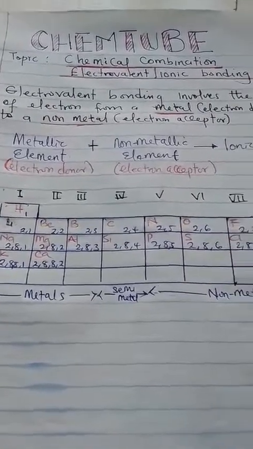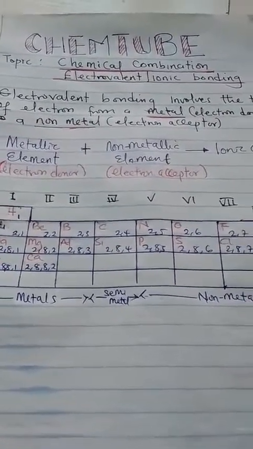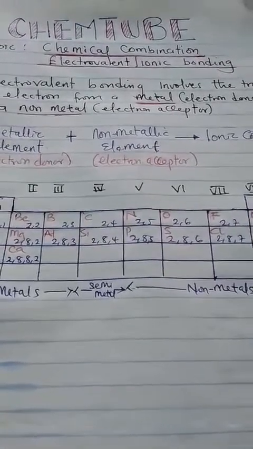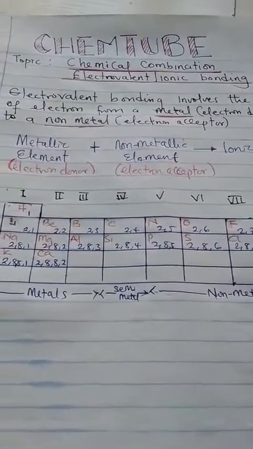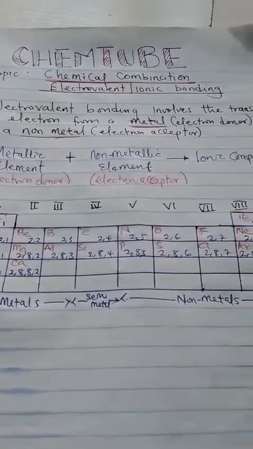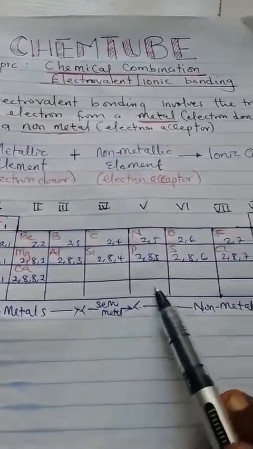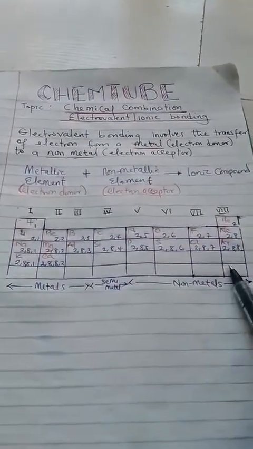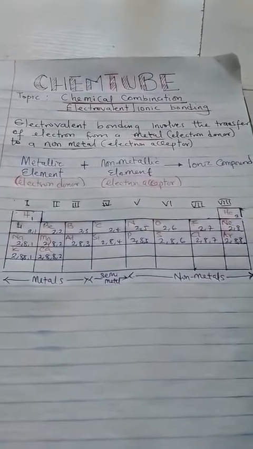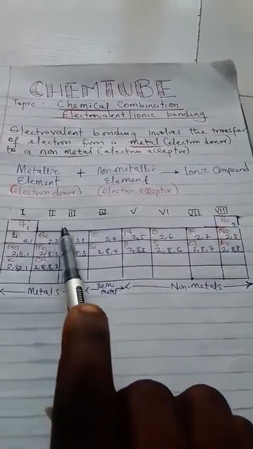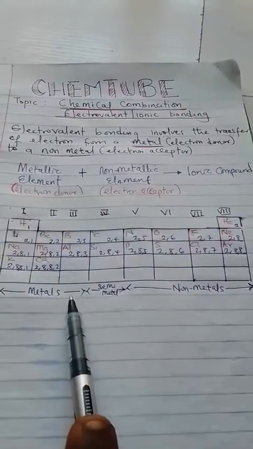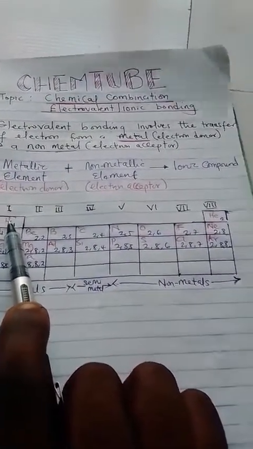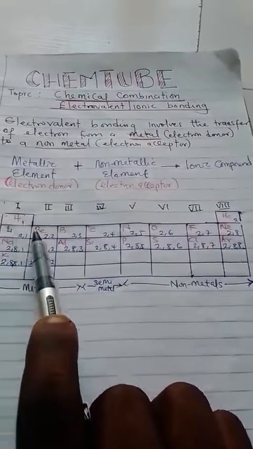Now look at this. We have laid the foundation, and we say that ionic bonding is between metallic elements and non-metallic elements. So how do we know metals and how do we know non-metals? Here we have the periodic table. In the periodic table, groups 1 to 3 are called metals, with the exception of hydrogen. Hydrogen is a gas, although it is in group 1. So group 1 to group 3 are metals.